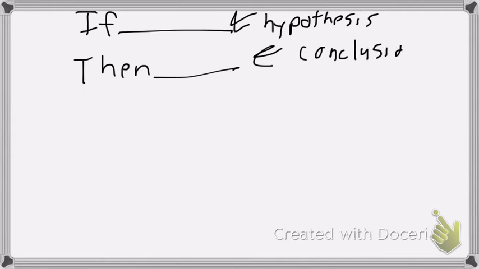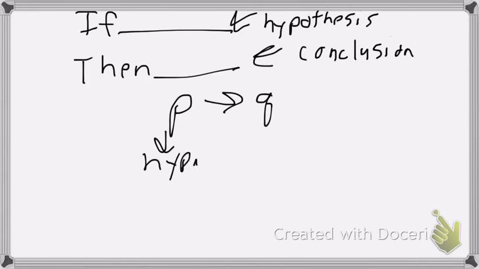And being the ridiculously lazy mathematicians that we are, this is how we do it. We go P to Q. P right here, that's the hypothesis. Q right here, that is the conclusion. And so we would say this, if P, then Q. That's how that works.